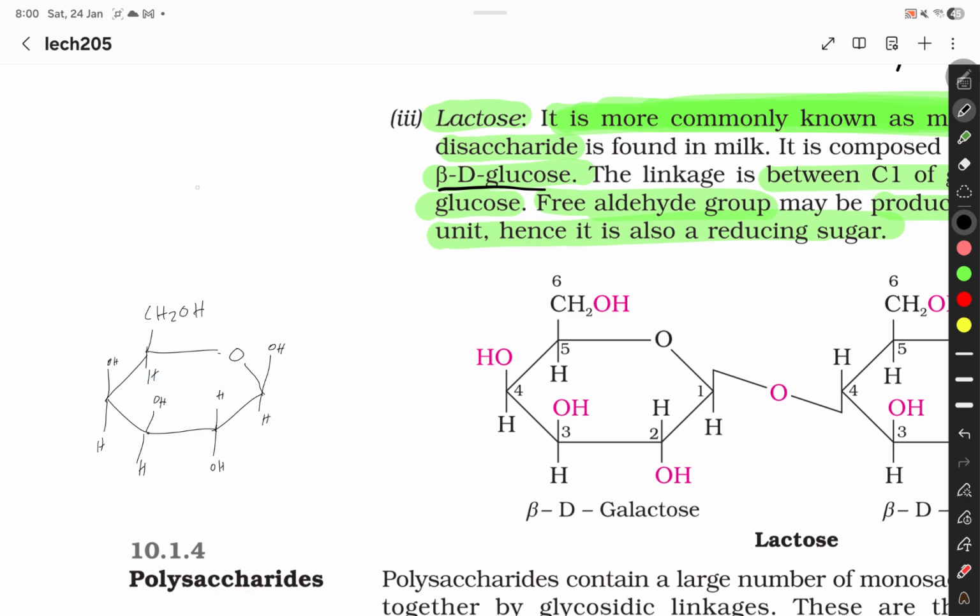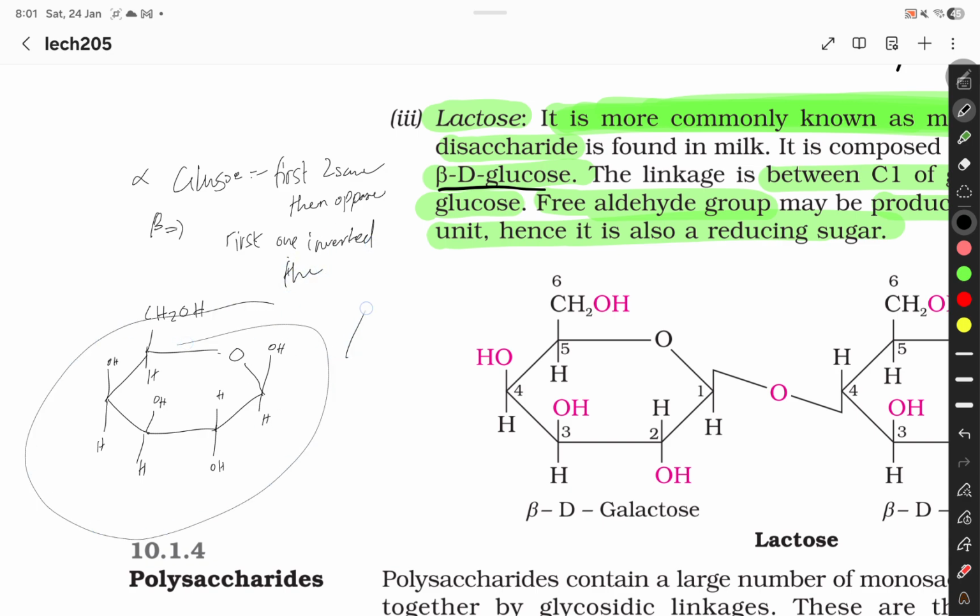So basically, glucose: first two same, then opposite, alpha. This is alpha. Beta glucose is first one inverted, then alternate. Galactose is first one inverted, and then alternate, then one double, then a triple, because this is kind of a triple.